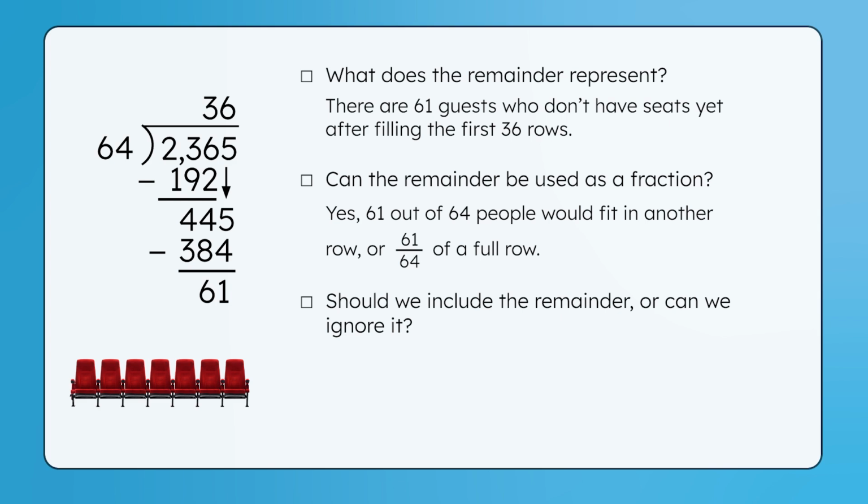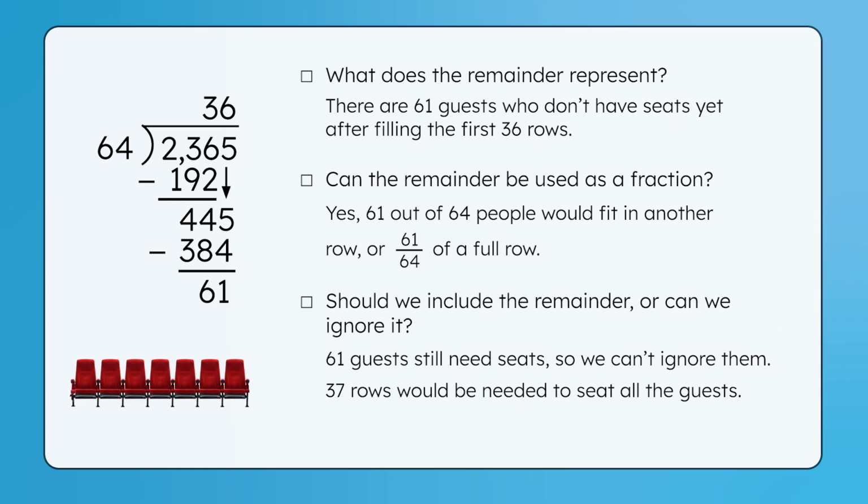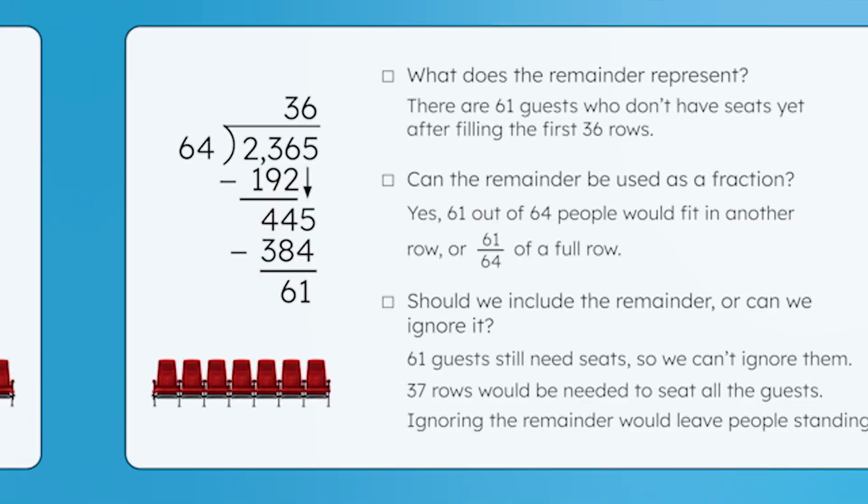In this case, the remainder definitely matters. 61 guests still need seats, so we can't ignore them. We'd need to round up to make sure everyone has a seat. 36 rows only hold part of the group, so 37 rows would be needed to seat all the guests. By adding one more row, all 2,365 guests can be seated comfortably. Ignoring the remainder would leave people standing, which wouldn't work in this scenario.